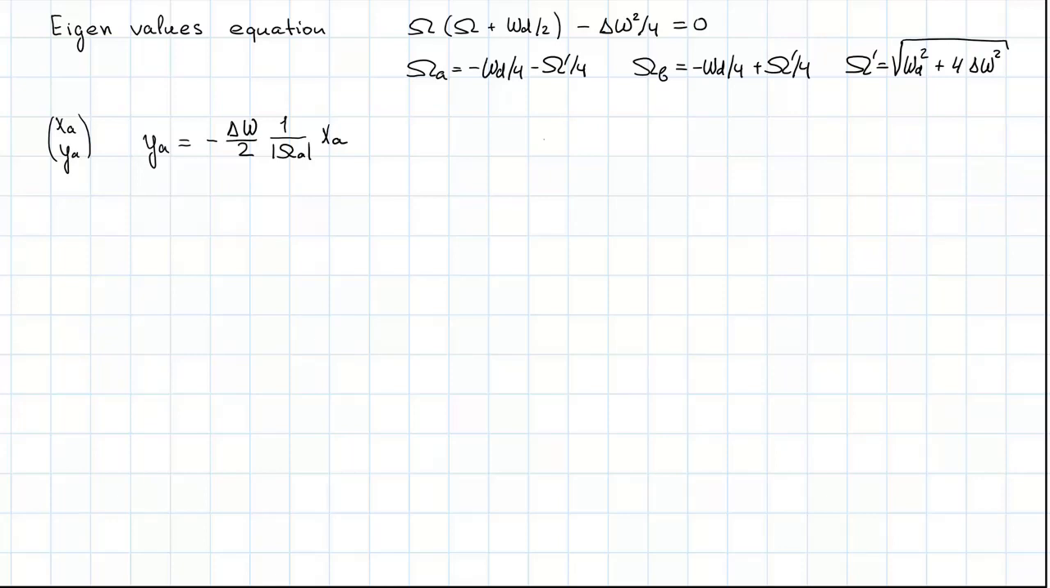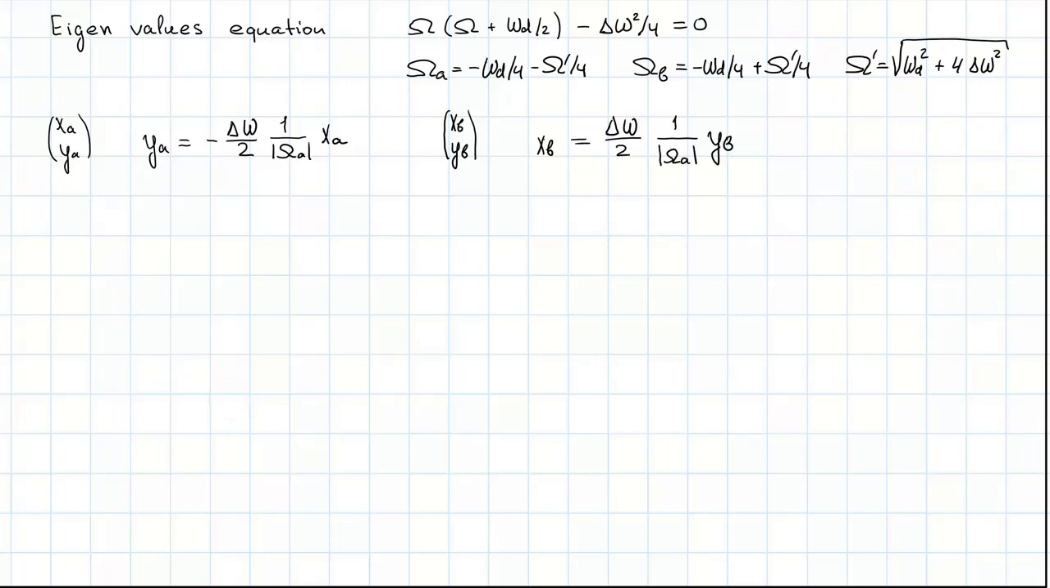Similarly, to determine parameters xb and yb, which correspond to the eigenvalue omega b, we insert omega b in the system of linear equations. In this way, we obtain the relation xb is equal to delta omega divided by 2, one over the absolute value of omega a, multiplied by yb. Please note that in the last relation we have again omega a.